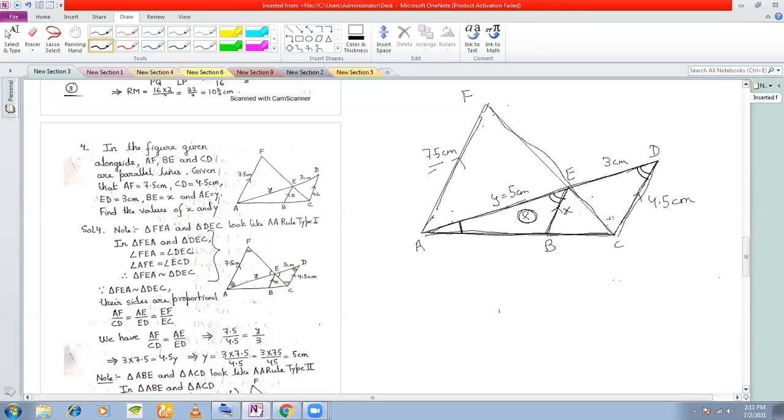And once we know they are similar, we'll mark the third angle also, which are equal. This angle here and this angle here. These two angles are also equal. Now we'll write the proportional sides. We'll write triangle AEB is similar to triangle ADC. Right? So now sides are proportional.